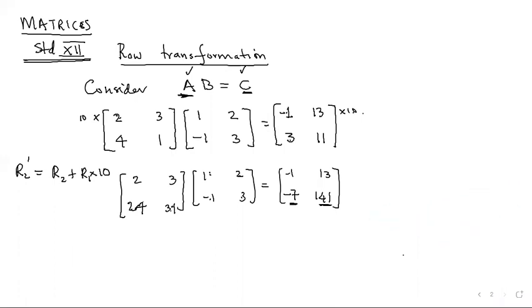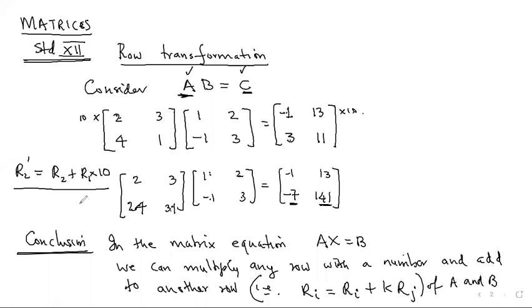So write the conclusion. Okay, right from the beginning. You multiply row 1 with 10 and add to row 2. We saw the left hand side and right hand side are equal, but the change is only in A and C. So in a matrix equation AX equal to B, what are the things you can do with A and C? You can multiply any row with a number and add to any other row.